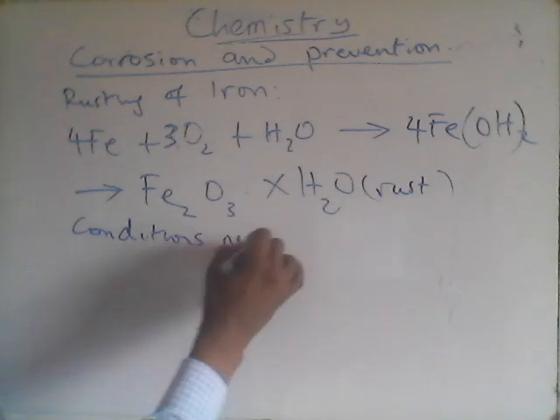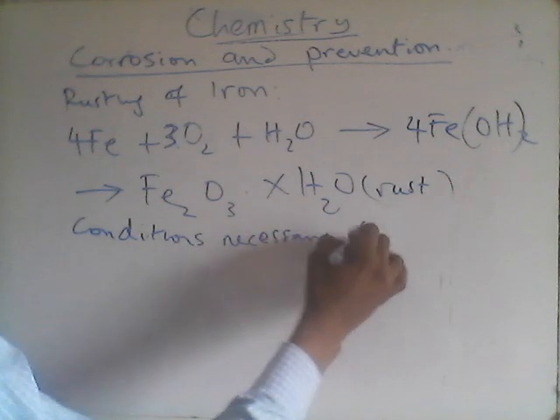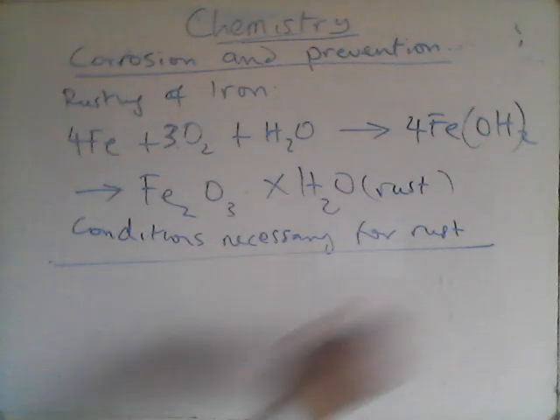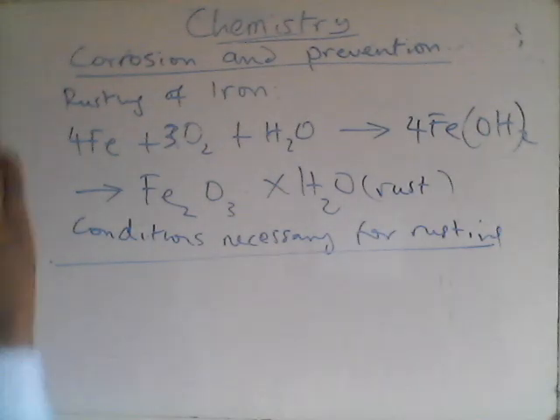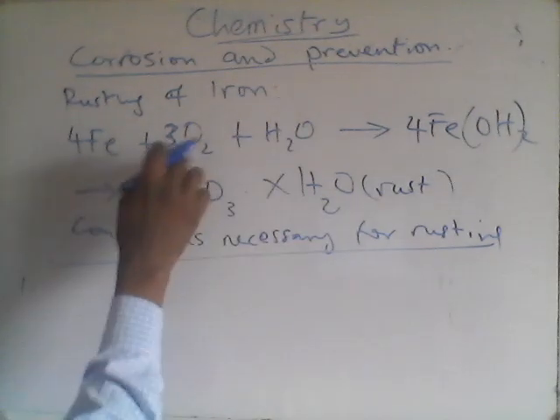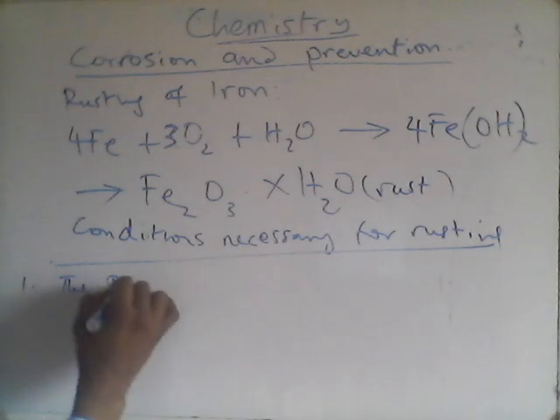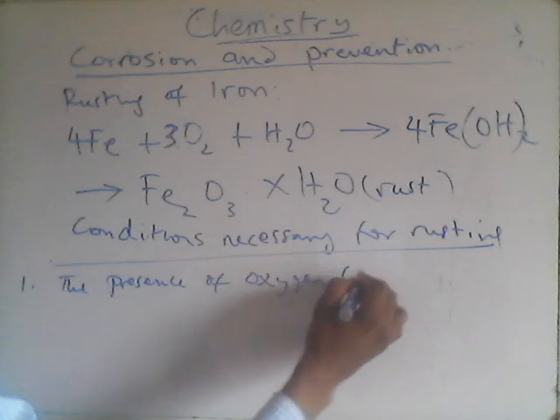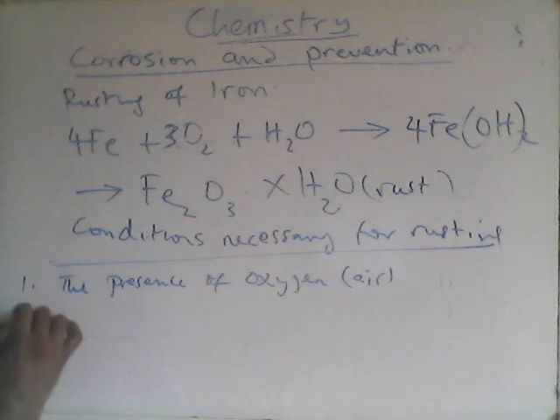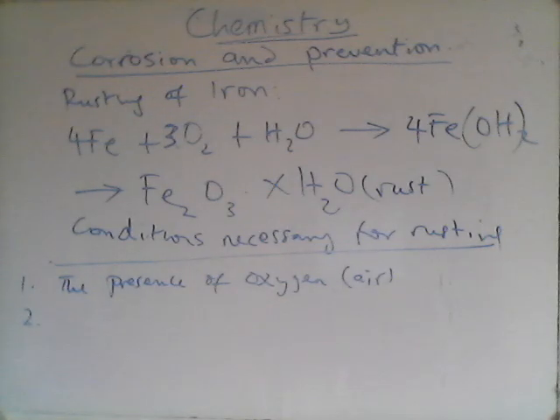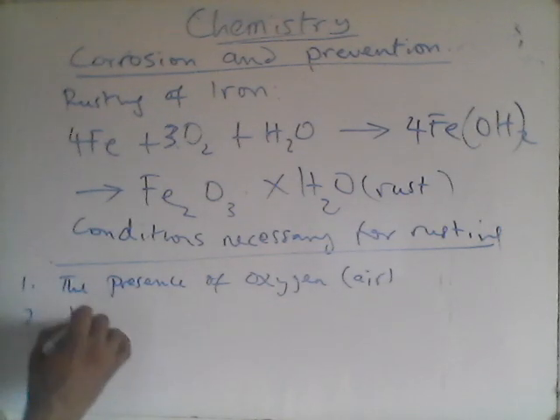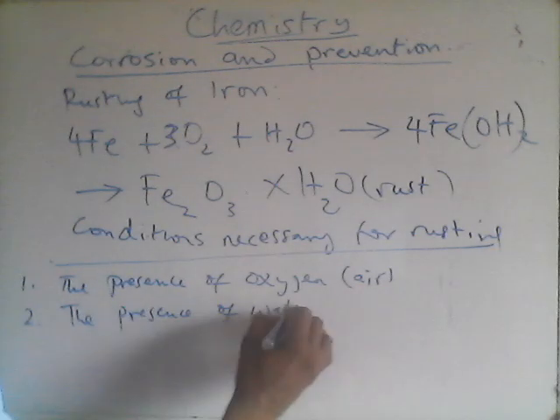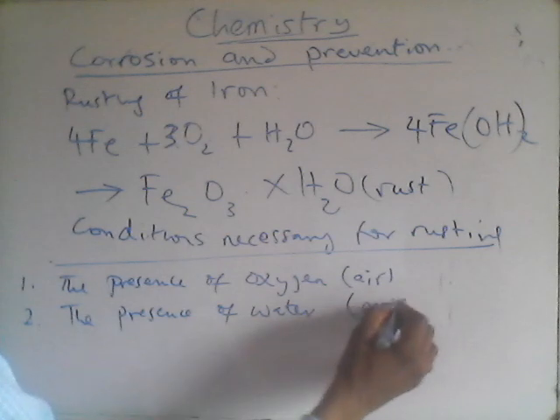So conditions necessary for rusting. Number one condition is the presence of oxygen. Look at it here. The presence of oxygen. You can say air. So once that one is there, rusting will happen. Secondly, the presence of water, moisture.